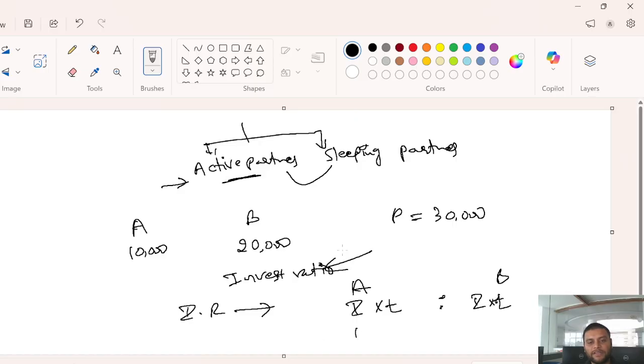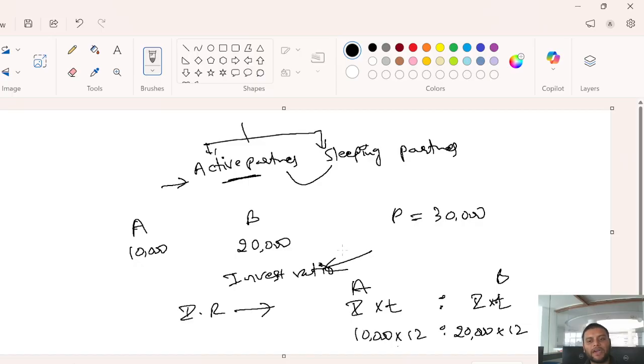So A's investment here is 10,000, time of investment is 12 months. B's investment here is 20,000, time of investment is 12 months. So in this case, if we cancel all the things, we are going to have 1 is to 2 as the ratio. This 1 is to 2 is called the investment ratio. As per that investment ratio, we are going to distribute the profit.